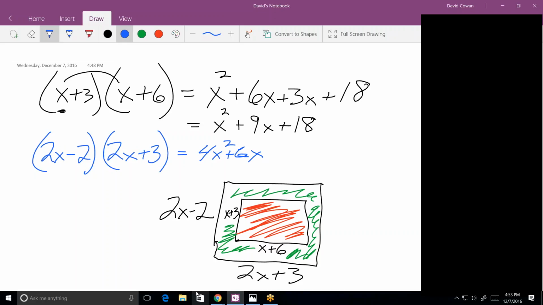Then minus 6x. Minus what? 6x. No, the next term is that times that. Minus 4x. Okay? And then plus 6. Okay, the last term is that times that. What is that? Negative 2 times 3, which is negative 6. Yeah, minus 6.